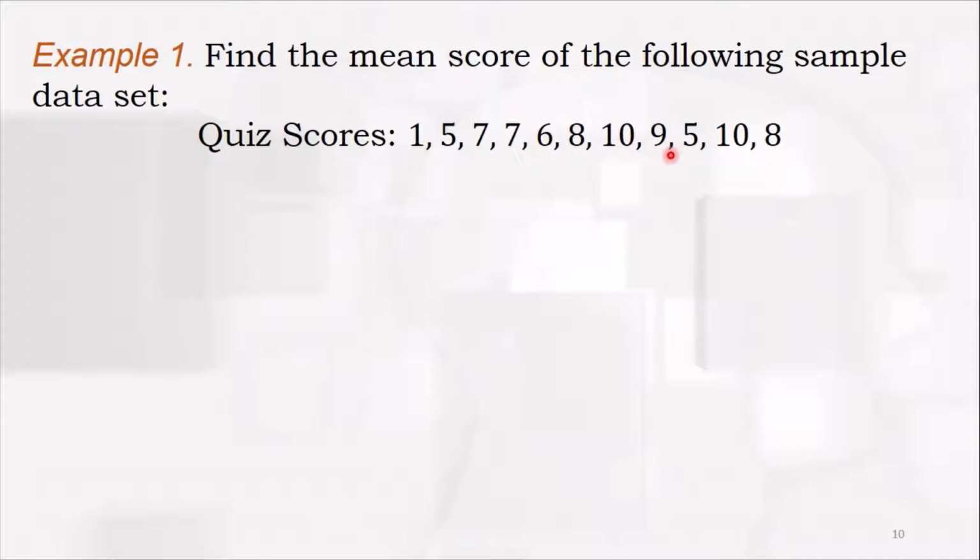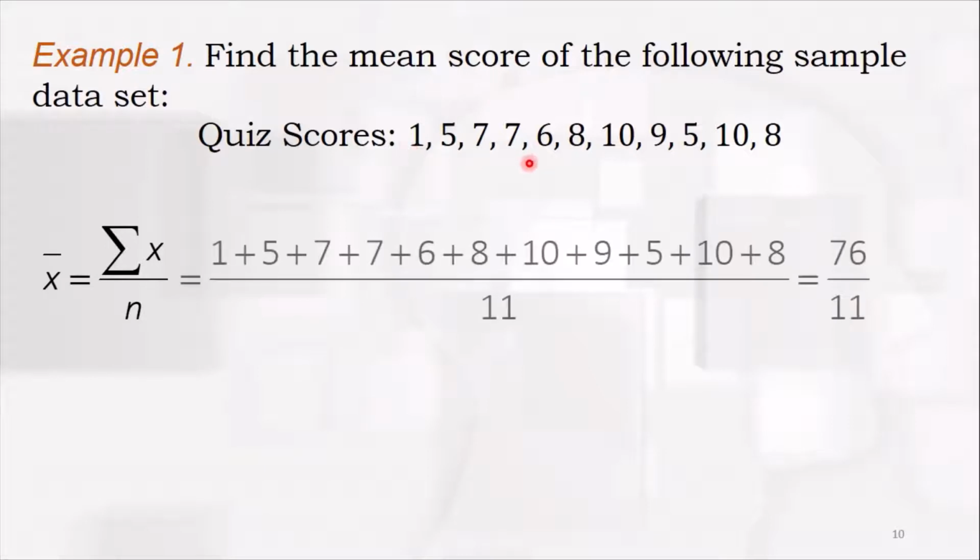So, how to get the mean? Of course, sabi natin kanina, we just have to add. Okay, this is the summation of x, meaning kunin natin yung sum ng lahat ng scores. So that is 1 plus 5 plus 7 plus 7 plus 6 plus 8, 10, 9, 5, 10 plus 8. Bakit 11 to? Because we have 11 data. Okay, or we have 11 students who took the quiz.